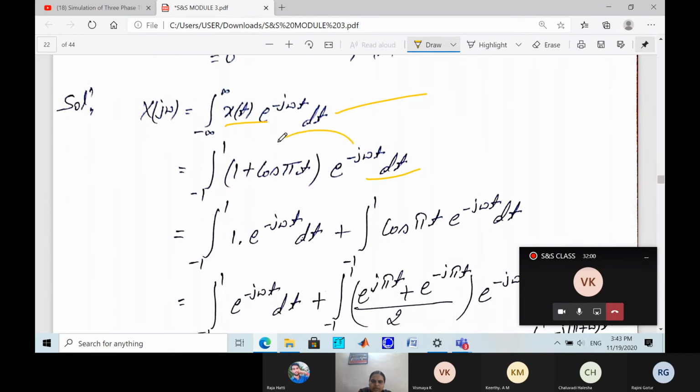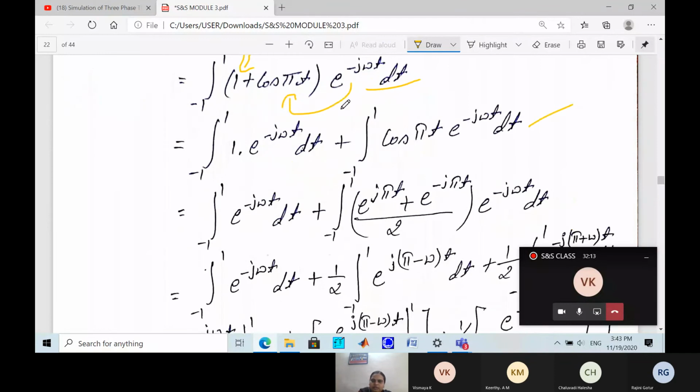Then multiply each function by e raised to minus j omega t dt. Then for this term, cos pi t e raised to minus j omega t dt, we split that. I'm going to write cos pi t as e raised to j theta plus e raised to minus j theta, where theta is nothing but pi t divided by 2. Everything else remains the same.